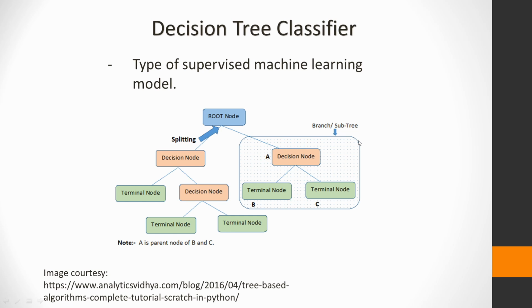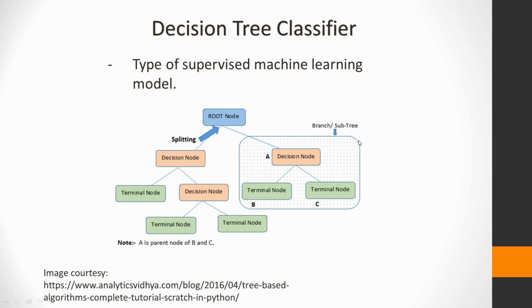So here the root node represents the entire population or sample, and this further gets divided into two or more homogeneous sets. So basically root node is the first node which contains a certain condition which is always checked first before getting into further decisions. Decision tree consists of various conditions, and based on the outcomes the decisions will be made, whether the output belongs to class A or class B, like that.